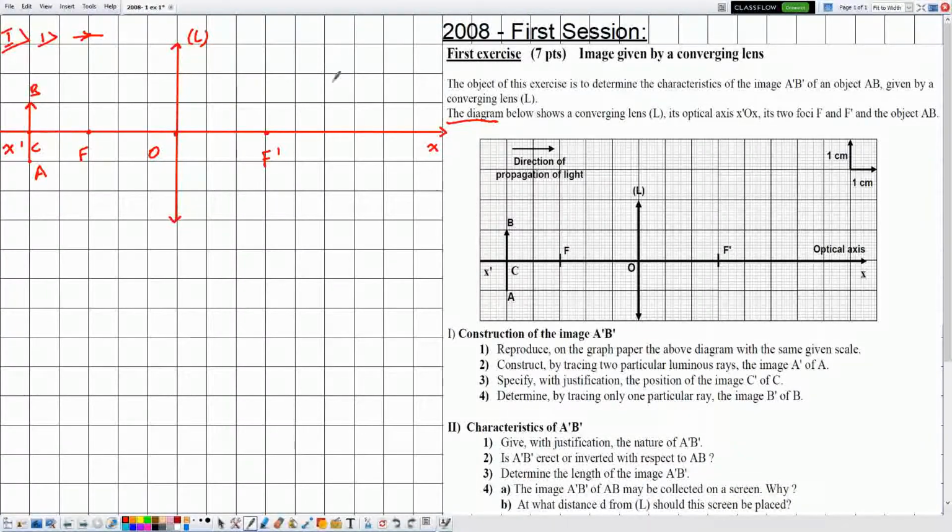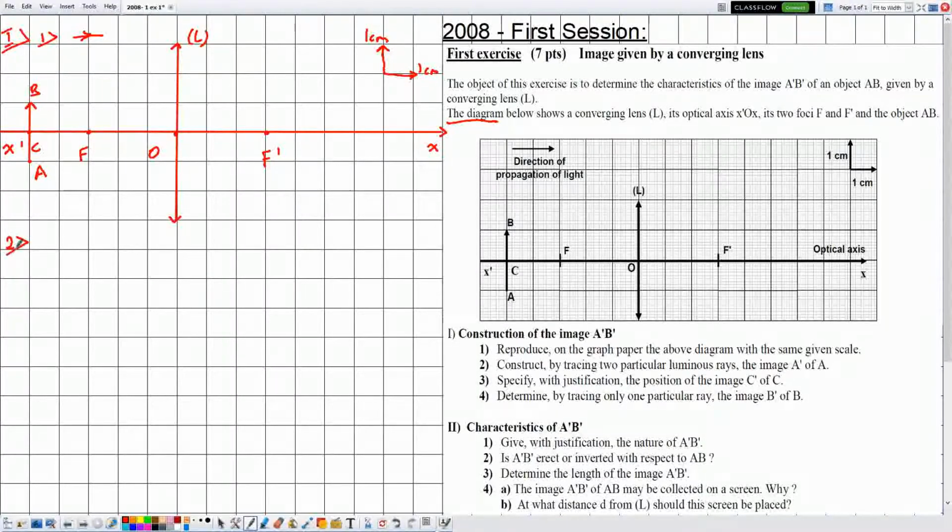Okay, and the figure is given to a real scale. In other words, 1 centimeter along the x-axis and 1 centimeter along the y-axis. Then this is the reproduction. Hope we didn't forget anything.